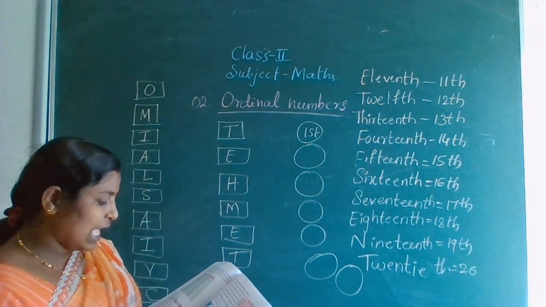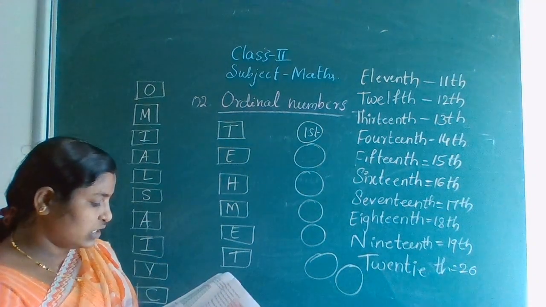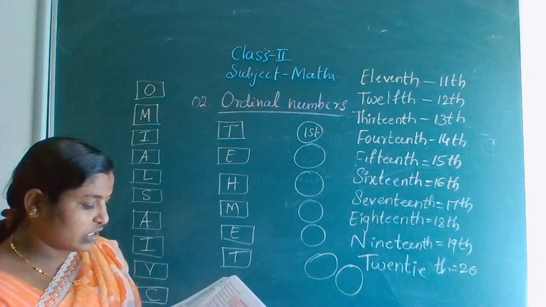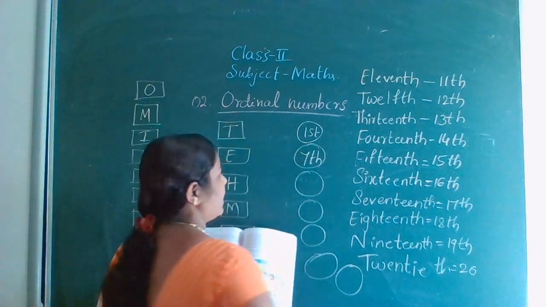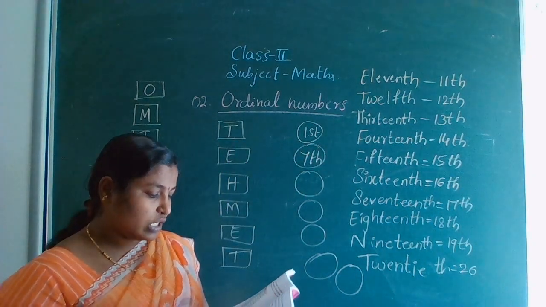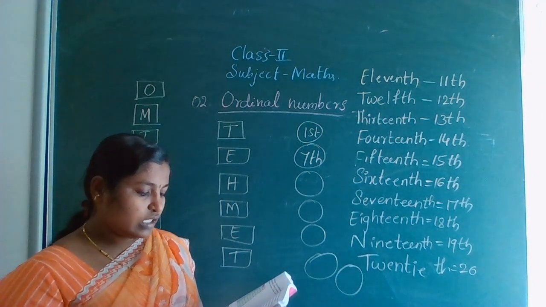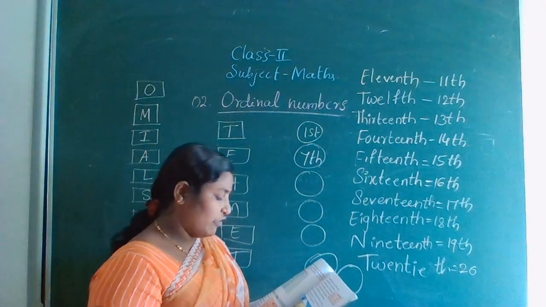The cow is at the dash place. Where is the cow? First one is the tortoise. First, second, third, fourth, fifth, sixth, 7th. So the cow is in the 7th place. Okay, write 7th. Once again you count it. Tortoise is first, second, third, fourth, fifth, sixth, 7th. So the cow is in the 7th place.